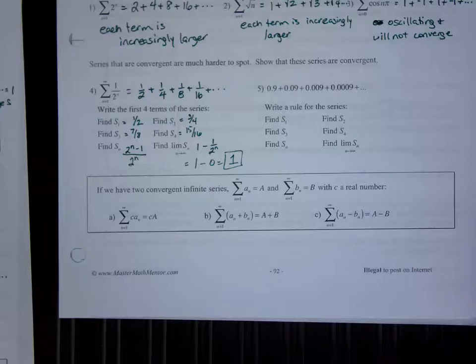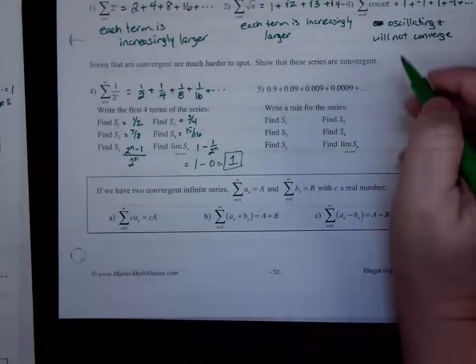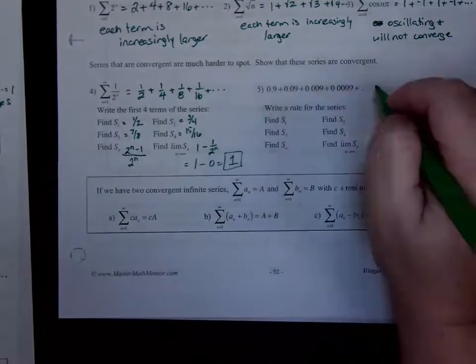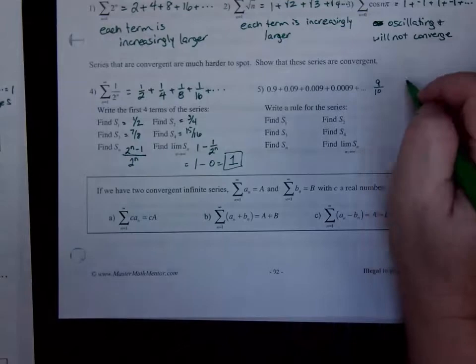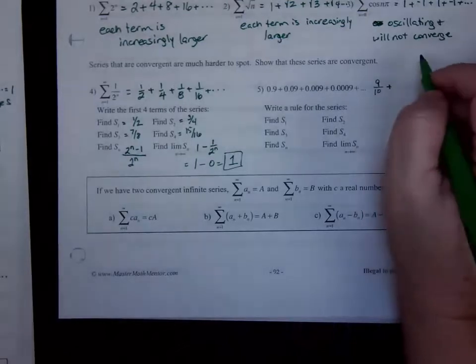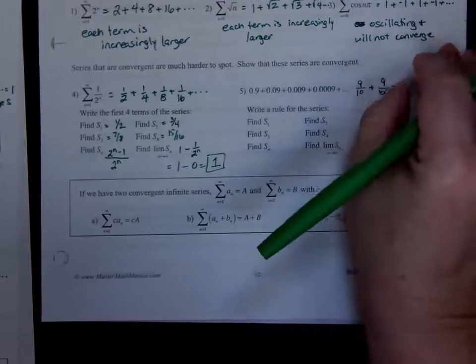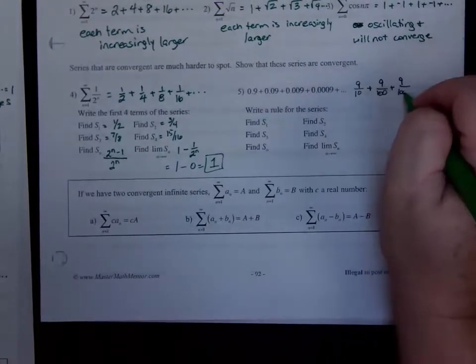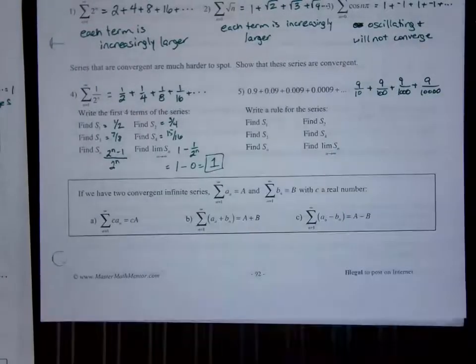Okay, let's do the same thing for the next one. All right? I prefer to work with fractions in this case because you can see the patterns better. What is the first term as a fraction? 9 over 10, agreed? 9/10. What's the next term as a fraction? 9 over 100. Then 9 over 1,000. And 9 over 10,000, agreed?